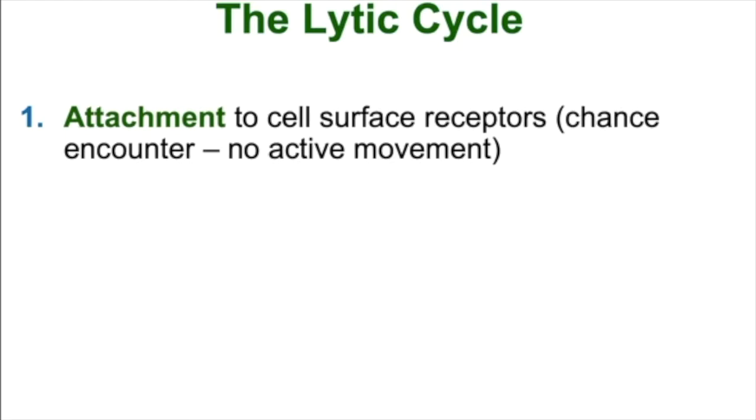There's an attachment phase where the cell surface receptors of the bacteria would come into contact with the receptors on the surface of the virus. Note that the virus doesn't play any active role in seeking the host. It is just a chance encounter.